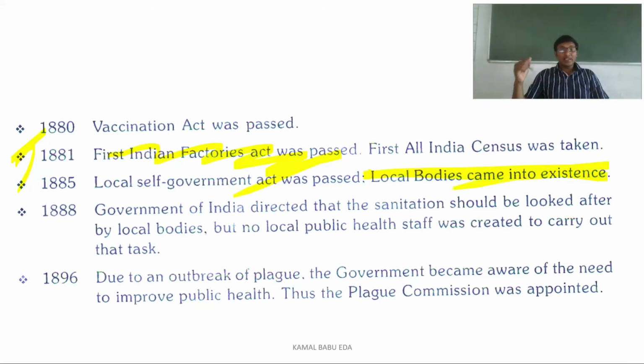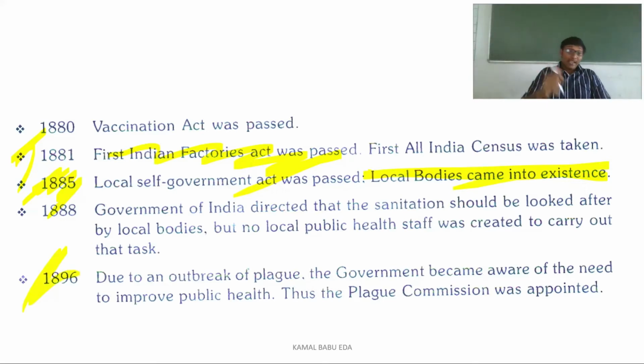In the year 1888, the government of India directed that sanitation should be looked after by all local bodies. So mainly when they introduced the local bodies in 1885, and in 1888, the local bodies that were formed had to look after sanitation. But what happened? The persons in these local bodies were not ready to carry out this task, and they didn't do it.